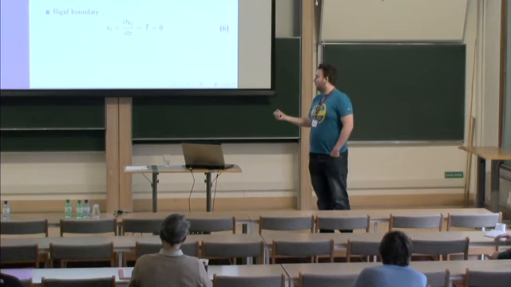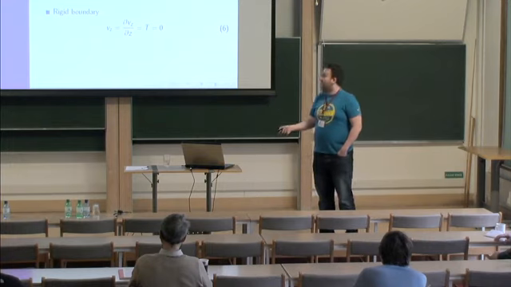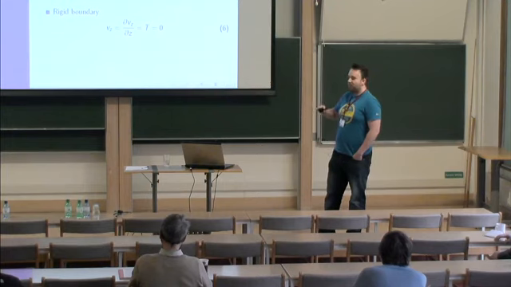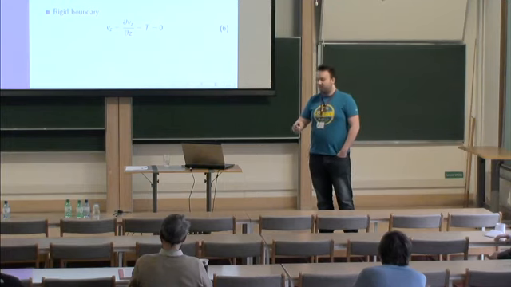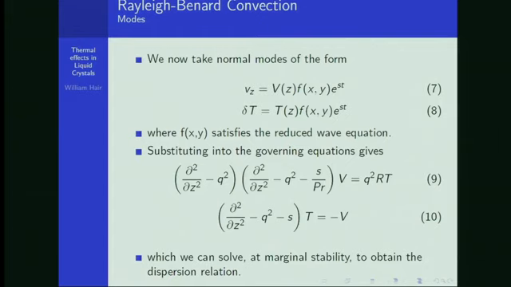We have our boundary conditions, fairly simple. At a rigid boundary, we have no penetration, and the second condition comes from no slip and also the continuity equation. And the temperature fluctuation is zero because we assume the temperature is constant on the boundary. For the free boundary, again, the first one comes from the kinematic condition, and the second one is from the tangential stress balance. And then we're going to take normal modes of this form here.